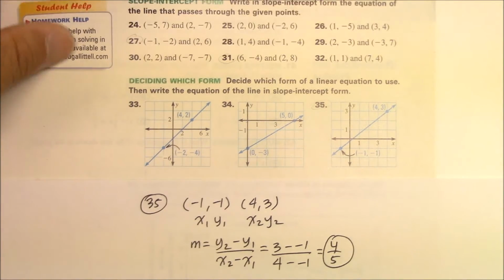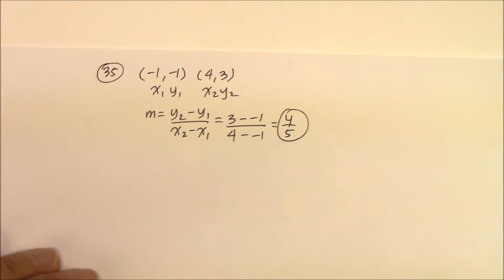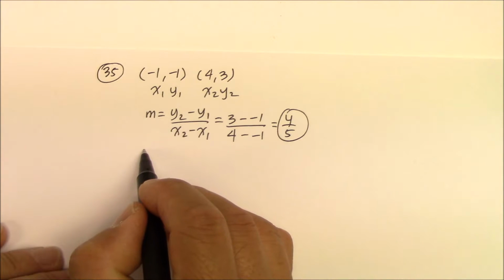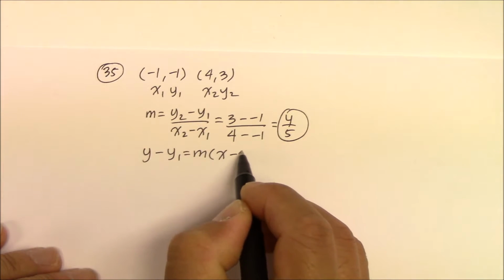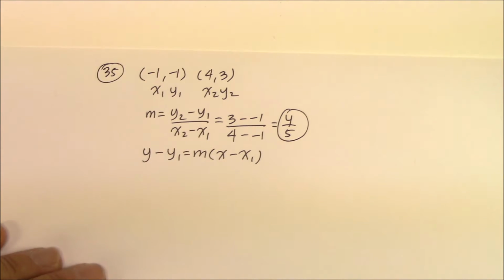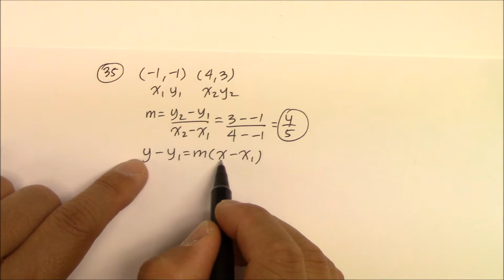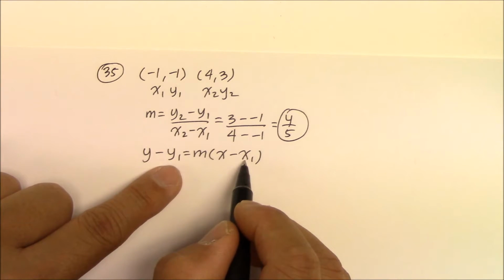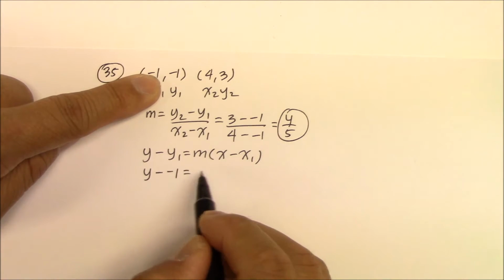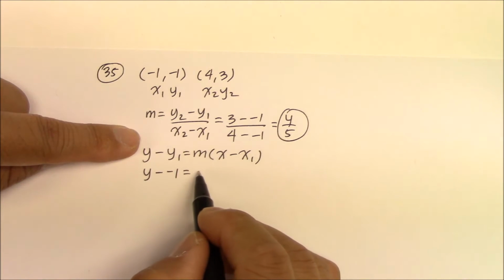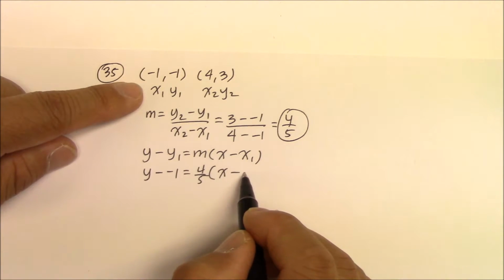We found the slope. Now, we're going to write the equation using the point-slope form. y minus y1 equals m times the quantity of x minus x1. So x and y, they're the placeholders. We're going to substitute in the slope and the x1, y1. So y minus y1 was -1. m, we just found that to be 4 over 5. x minus x1 is another -1.